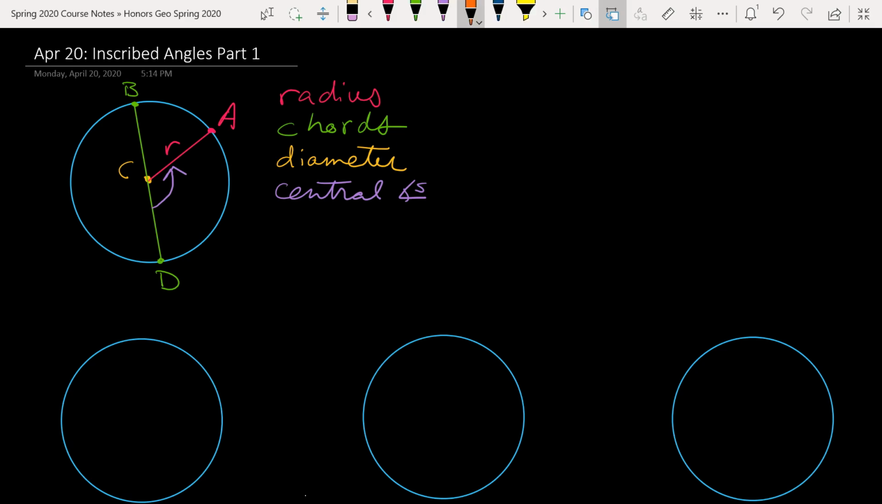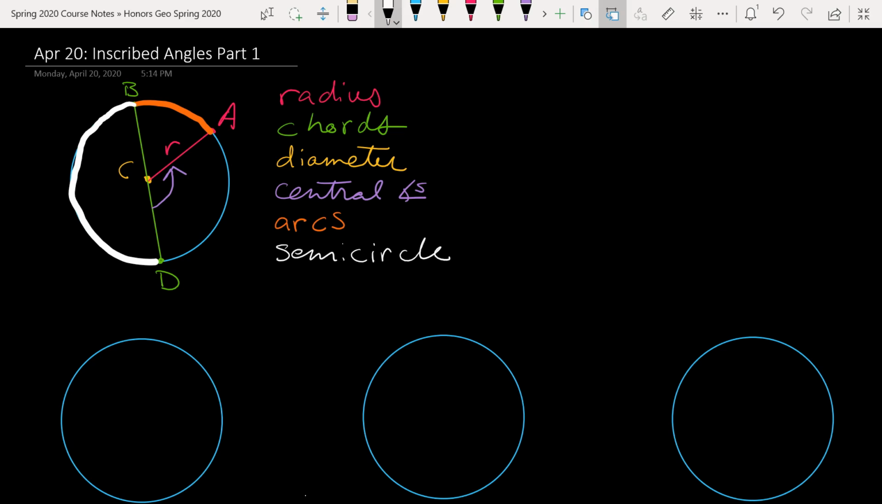Further, we've talked about portions of the circumference of the circle, and we've referred to those as arcs. And of course, we have one particularly special kind of arc. That's an arc that is intercepted by an angle of 180 degrees. We can also call that an arc whose intercepted by a chord that is a diameter. And that's just a semicircle.